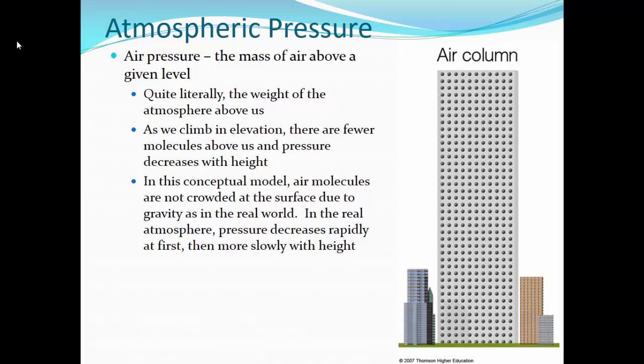So air pressure is the mass of air above any given level, quite literally the weight of the atmosphere above us. And as you can see, as we go up the column of air, at the very surface, we've got 1,000 of those air molecules above us. If you go up to the top of the buildings, say we only have about 750 of those air molecules. If you go about halfway up the column, then there's only about 500 of those air molecules. And of course, as you get to the top, there's no air molecules, and that would be the edge of space.